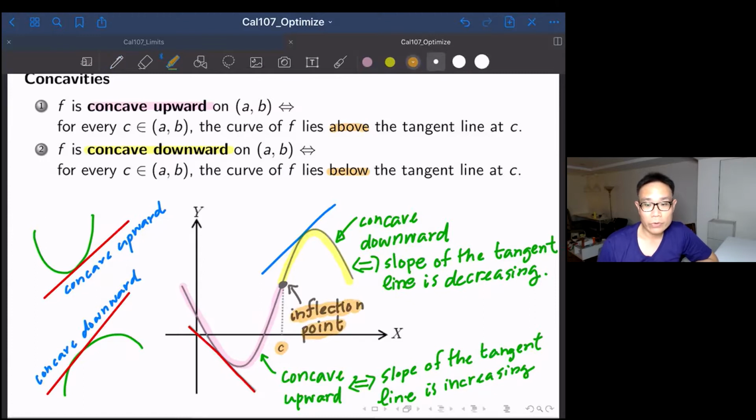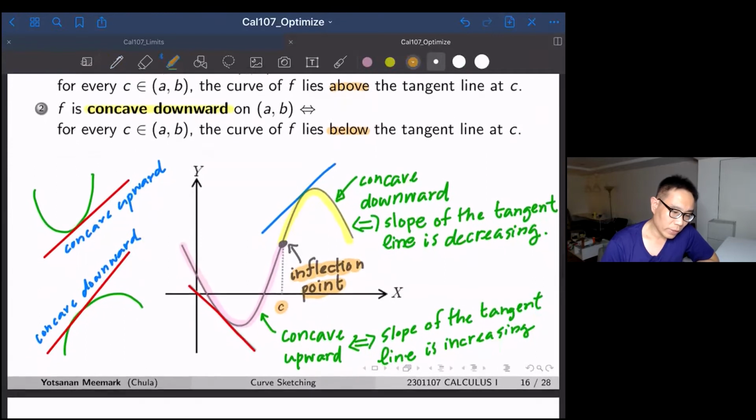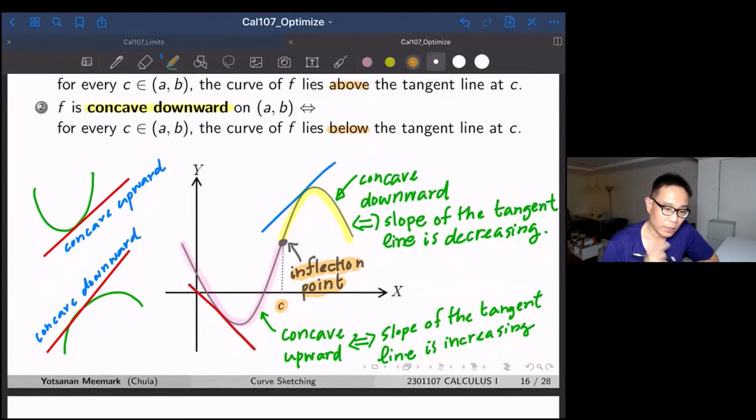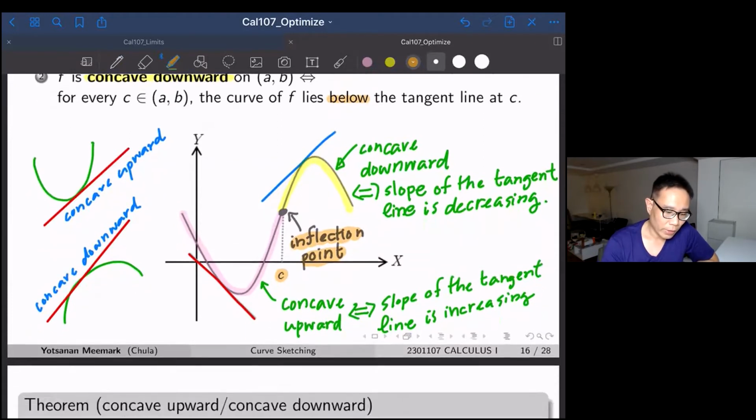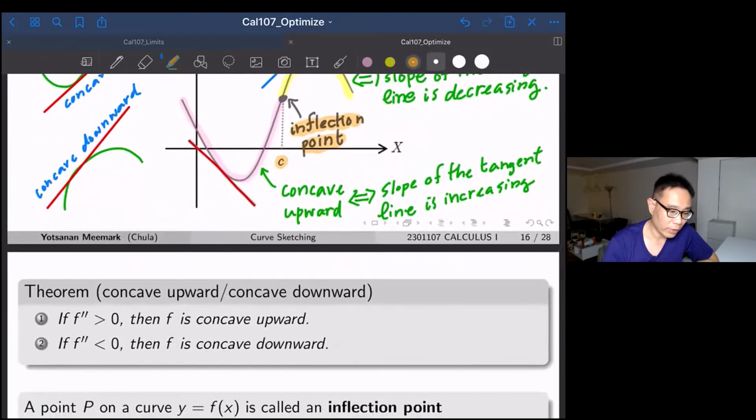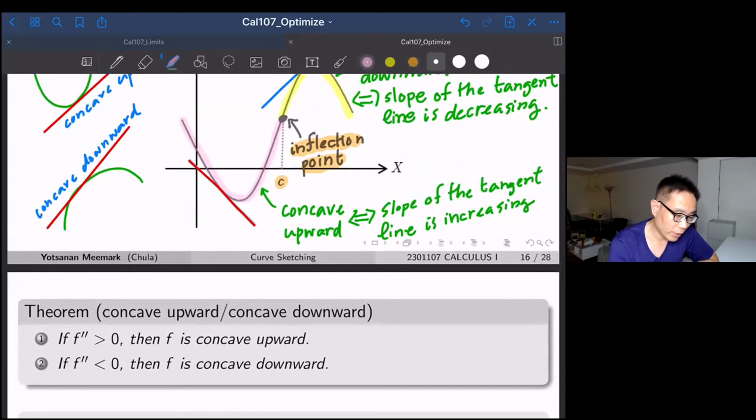It's going to be the point where you have the concavity change from concave up to concave down. In order to determine whether the slope of the tangent line is increasing or decreasing, we're going to use the second derivative. If the second derivative of f is greater than 0, it's going to be concave up.